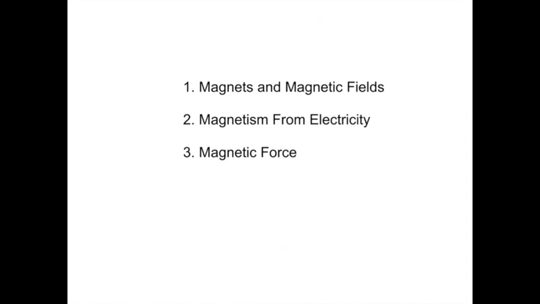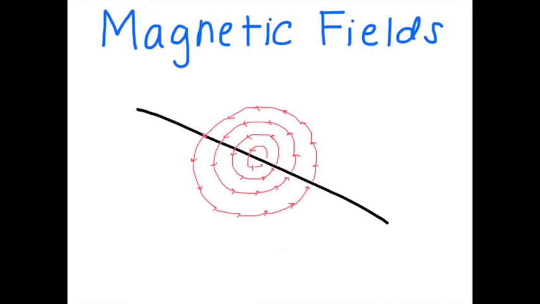So far in Chapter 19, we've looked at magnets and magnetic fields. Now I'm moving on to Section 19.2, which covers magnetism from electricity. Here's a simple diagram for a wire carrying current, or electricity, which we write as I.